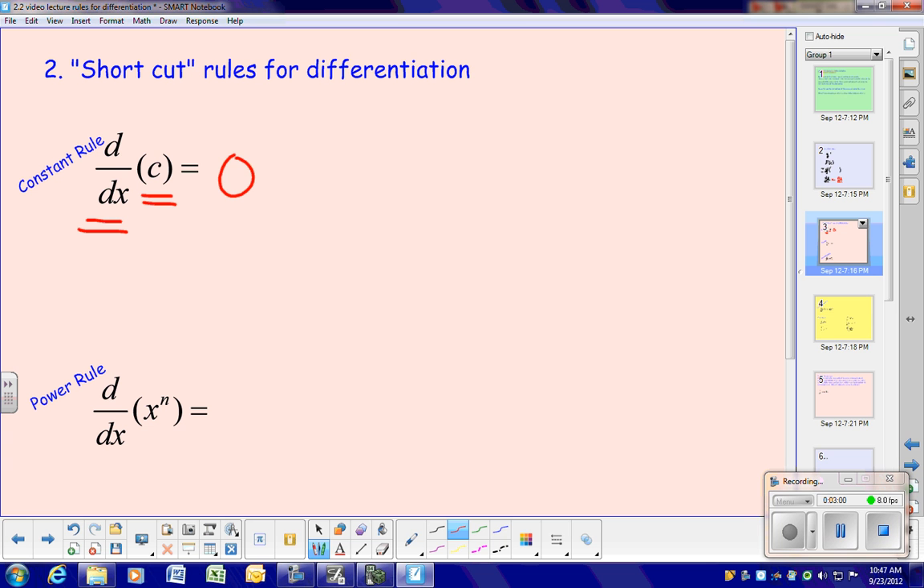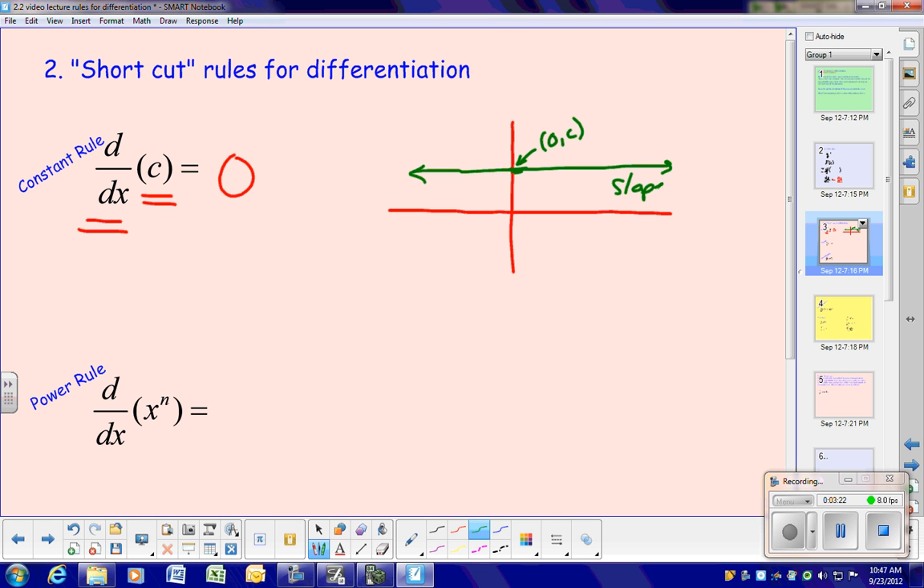And that should make good sense, because if you think about this in terms of being a function, and say this is some value c, the function f of x equals c is a horizontal line. And what is the slope of a horizontal line? Yes, it is 0. Okay, so this is the point here, 0 comma c, right? And then the slope of that is 0, which is why the derivative is 0.